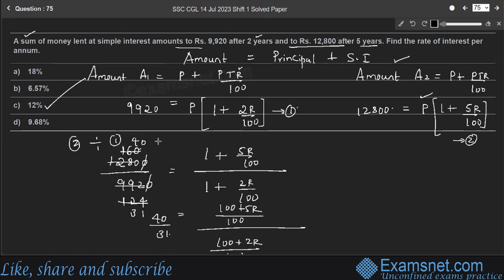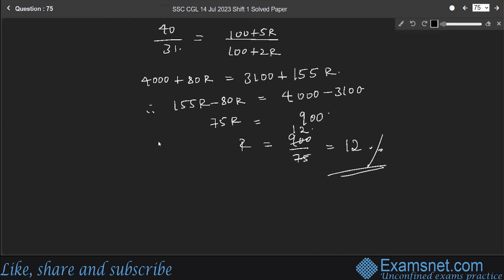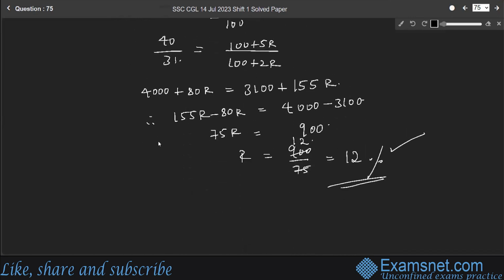Option C is the right answer, right? So here we are using the formula of amount. Very simple it is. Principal plus simple interest in 2 different cases. So after 2 years and after 5 years, how much amount we are getting? Substitute the values. Here R is unknown. So divide equation 2 by 1. So after simplification, you will get the value of R, right?